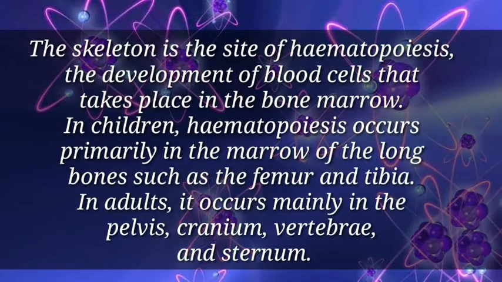The skeleton is the site of hematopoiesis, the development of blood cells that takes place in the bone marrow. In children, hematopoiesis occurs primarily in the marrow of the long bones such as the femur and tibia. In adults, it occurs mainly in the pelvis, cranium, vertebrae, and sternum.